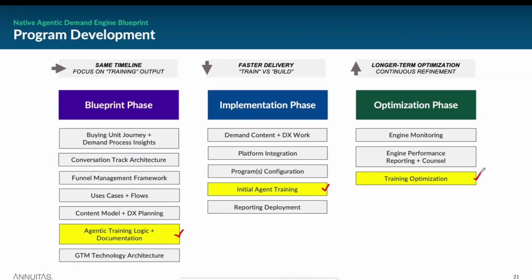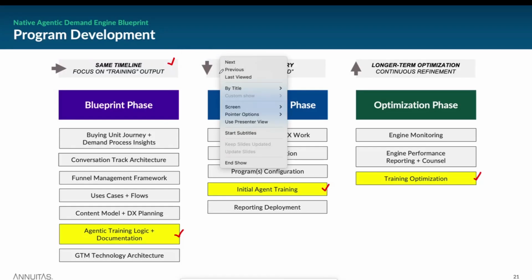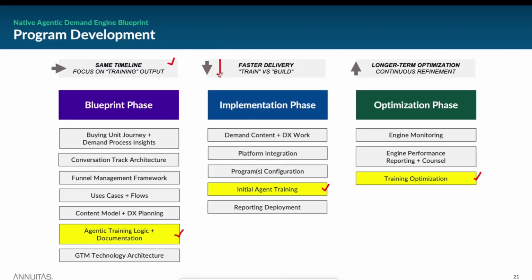We also see that some of the dynamics of the timelines change. Frankly, a robust demand engine blueprint phase, strategy phase, that's not going to change. And that's actually more important in this model. But we do see that the time to build that is going to go down. We're going to see a faster delivery as we're training, not building so much. But we actually see a lot more time and energy put into optimization phase. And so that long tail of constantly tuning.